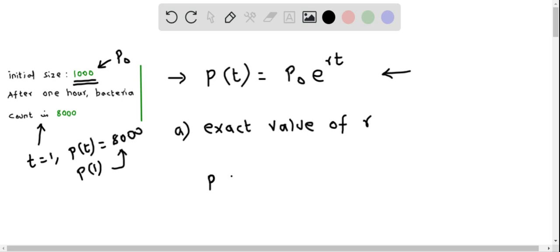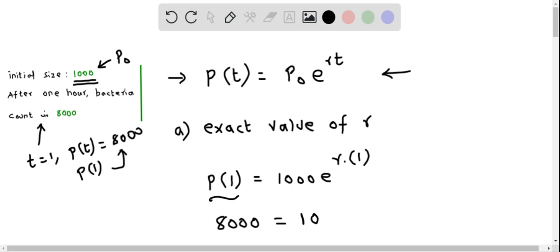So therefore we get P of 1, and this equals, let me also put P naught as 1000, 1000 e raised to the power of r times, replace t by 1. So this becomes r times 1. Now we know that P of 1, which is the population after 1 hour, is 8000. So replace P of 1 by 8000. And so this becomes 8000 equals 1000 times e raised to the power of r times 1, which is r.